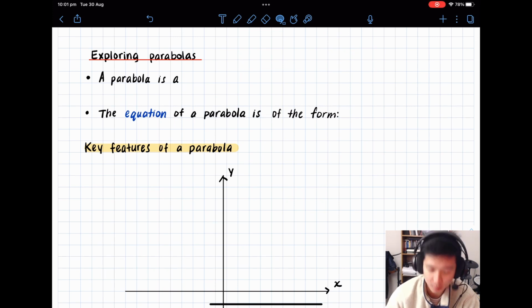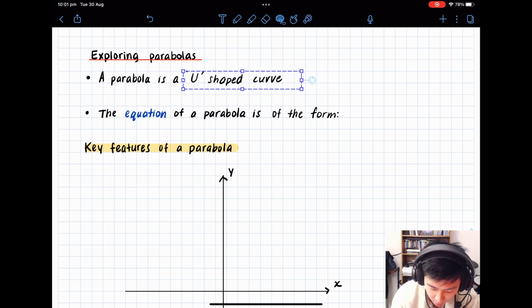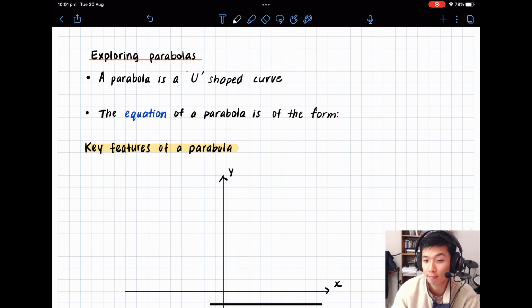So, what is a parabola? Well, let's start by describing the shape. A parabola is a U-shaped curve. It looks like a U.